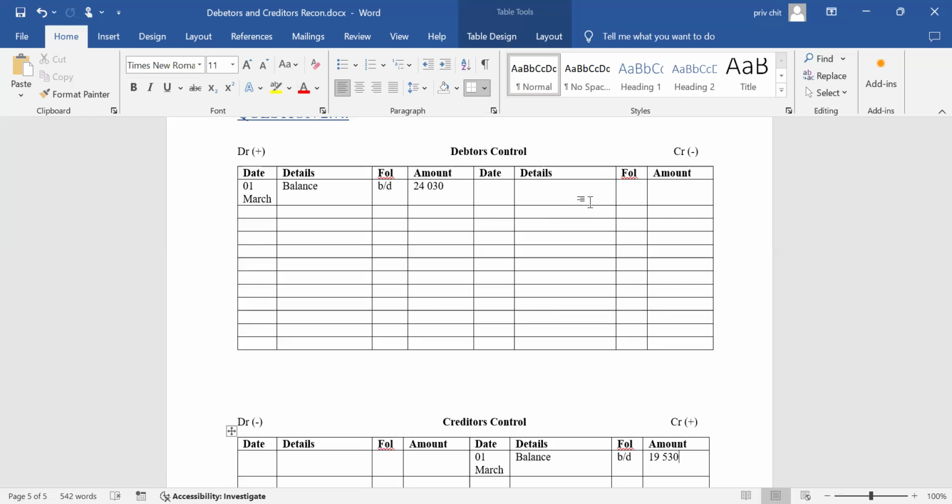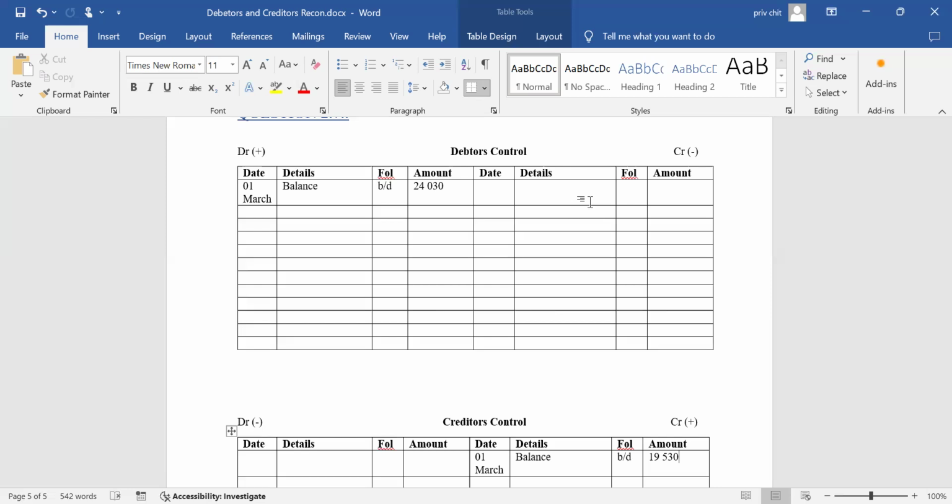So cash sales also doesn't affect the creditors control. It does not affect the creditors control either. That has to do with purchases on credit as well, purchases of inventory on credit.